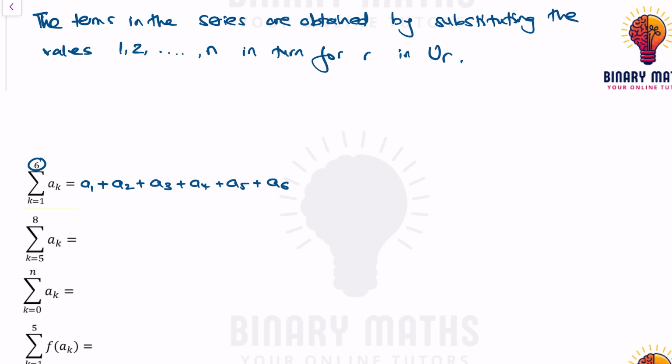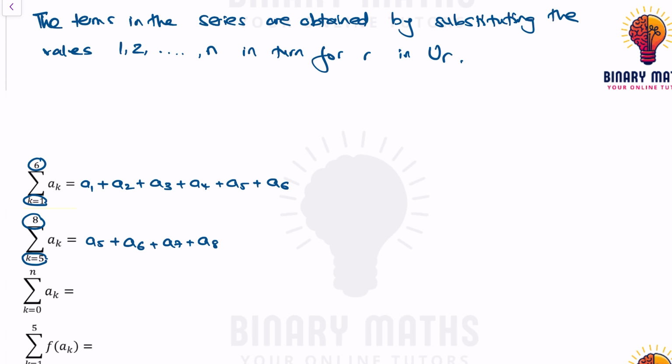Okay, so if I look at the second one, k is equal to 5. So we start from 5. So substitute 5 in first. So it's a5. The next number after 5 is 6. So a6. So we need to keep doing this all the way up to 8. Plus a7 plus a8. And that would be the series. So the top number and the bottom number are very important because they tell you what to substitute in first and what to substitute all the way up to.